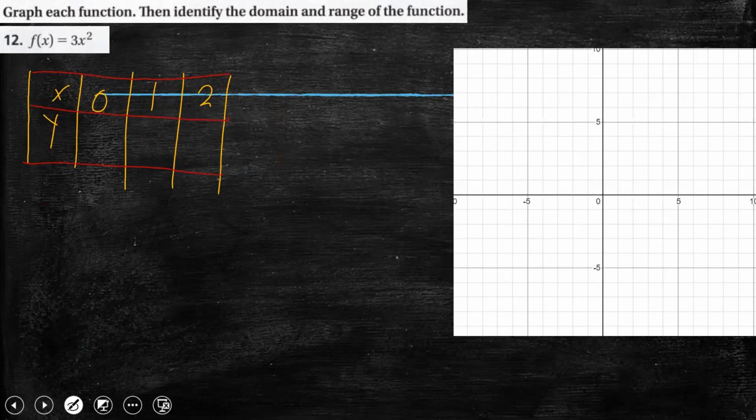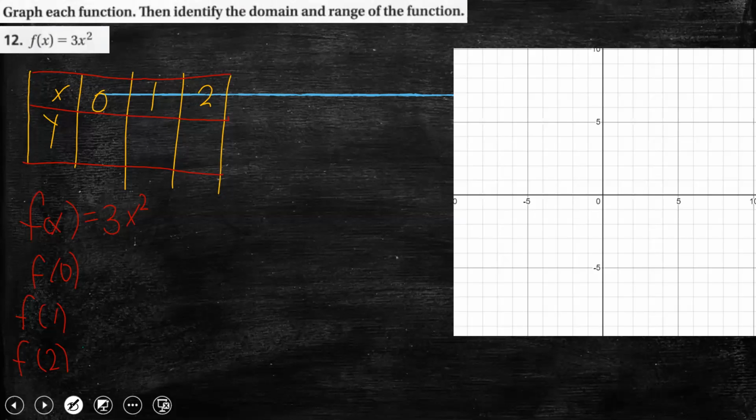Now, f of x is 3x squared. So f of 0, look here, I evaluate x with 0. For this one, I evaluate x with 1. And for this f of 2, if I told you f of x is 3x squared, so f of 2 is 2 squared. F of x is 3x squared, so f of 1 is 1 squared.